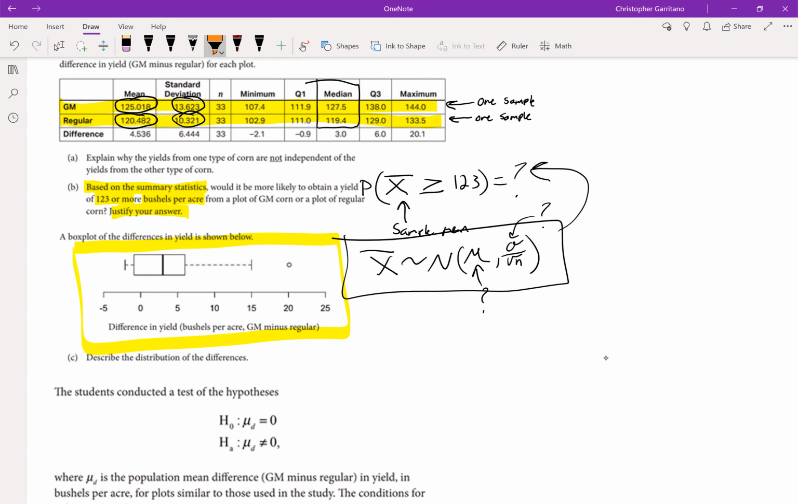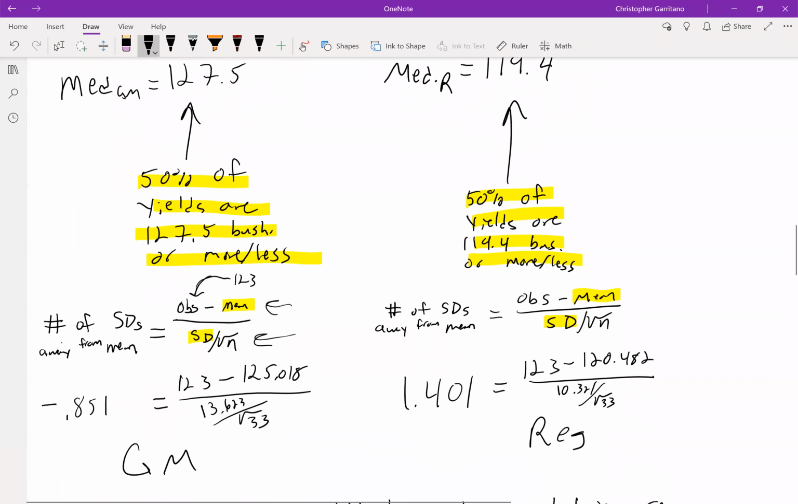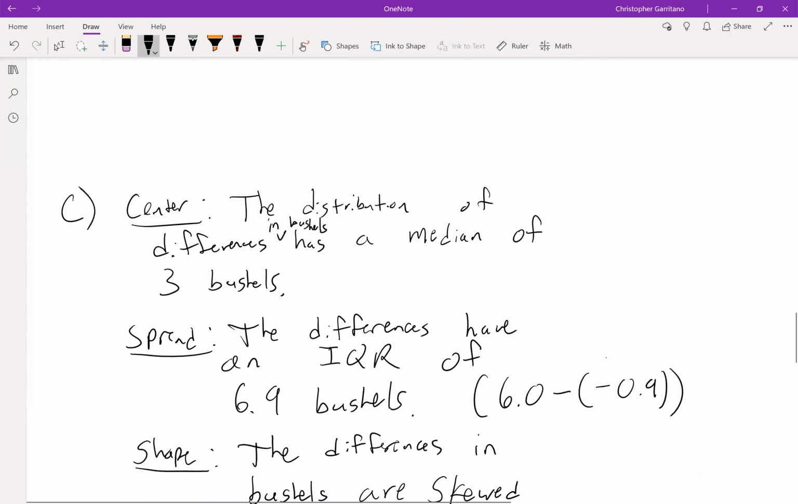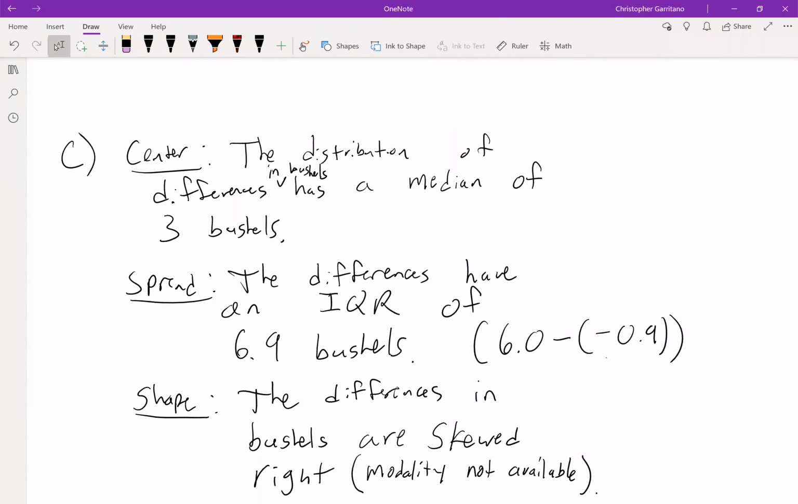But remember, we are given a table of values and we have the specific values for these differences, or at least for the important differences. So I think it is a requirement, whenever you're citing a center or a spread, some sort of quantity, you should list the specific quantity. So we'll go through this one quick because it's very similar to all these types of problems when we're describing a distribution. I would start out with center, and I went on to say that the distribution of differences in bushels has a median of 3 bushels.